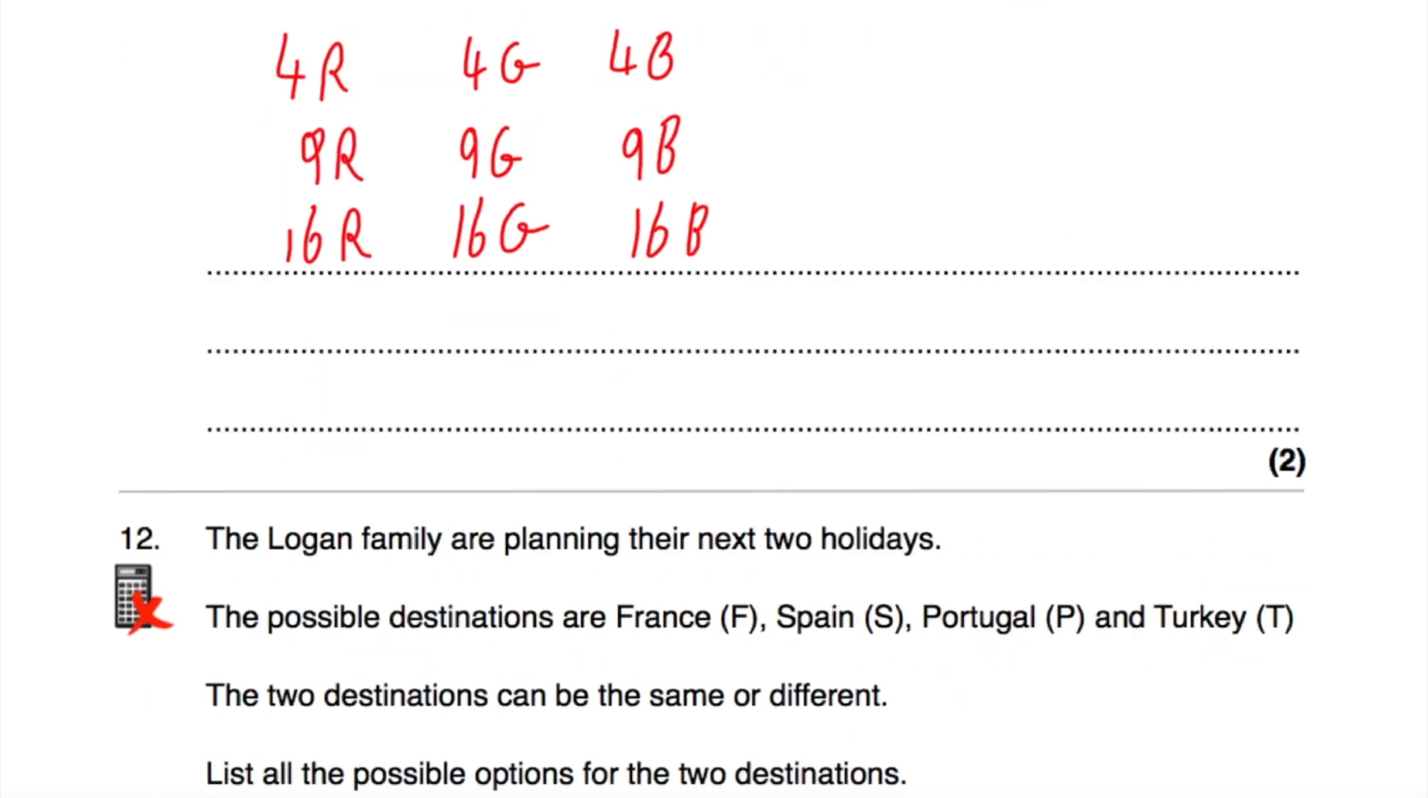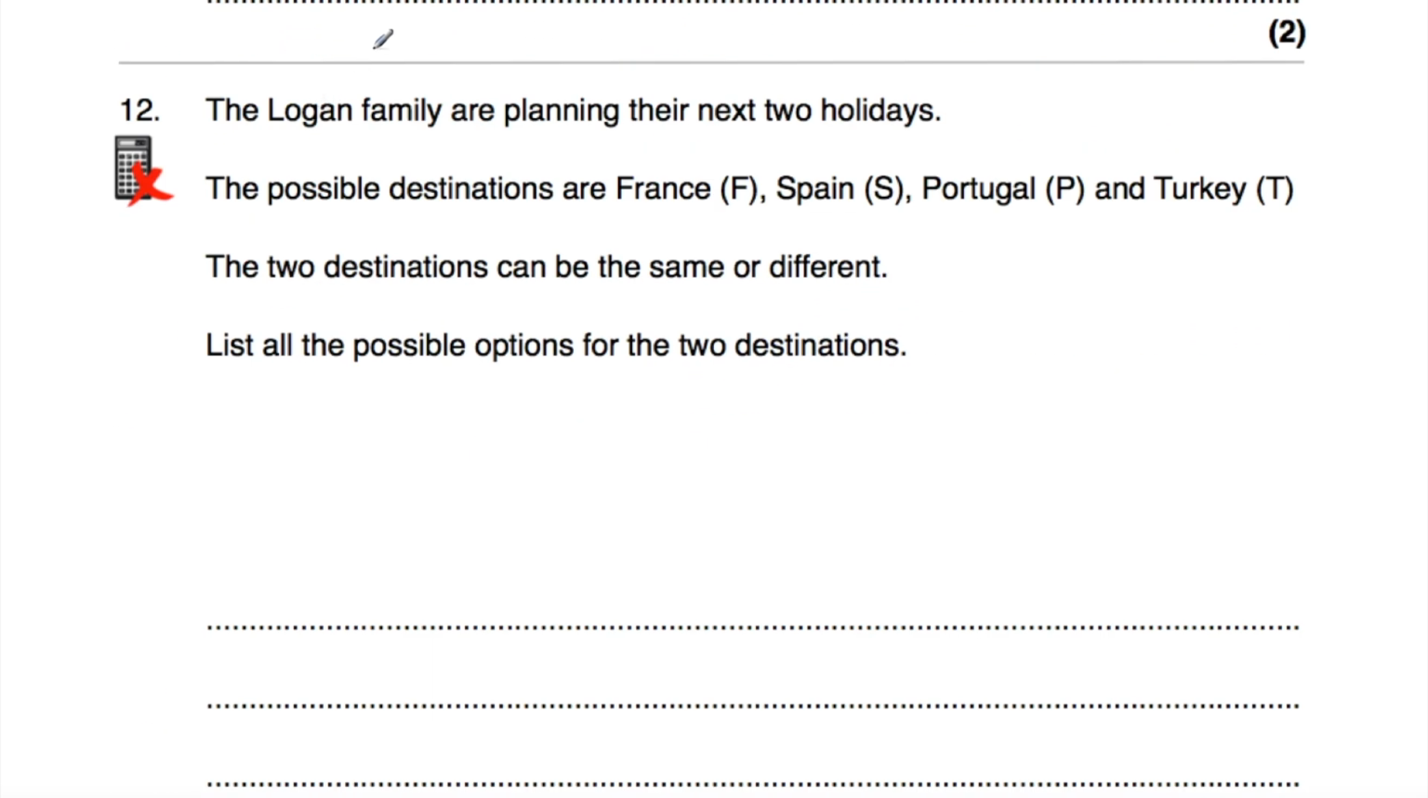Okay, let's look at our next question, question number 12. So question number 12 says, the Logan family are planning their next 2 holidays, and the possible destinations are France, Spain, Portugal and Turkey. And the 2 destinations can be the same or different, so they might go to the same country twice. And we've been asked to list all the possible options for the 2 destinations.